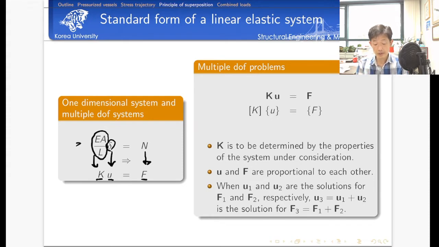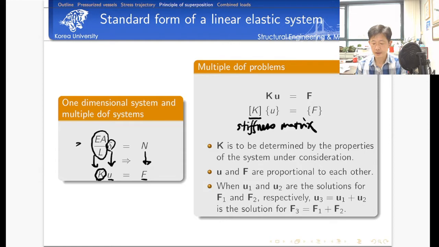And this one-dimensional equation can be extended to the multi-dimensional version very easily. Now, instead of just a single stiffness number, we have a two-dimensional matrix. This is called the stiffness matrix. And instead of just a single nodal displacement, we may have multiple nodal displacements. For multiple degrees of freedom problems, we can set up this matrix equation. So the principle is exactly the same, okay?